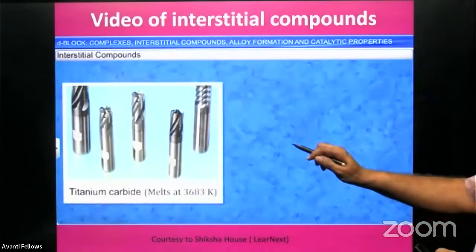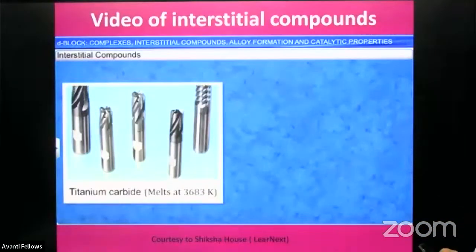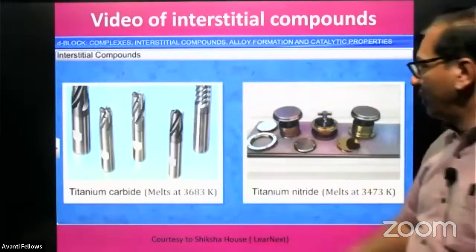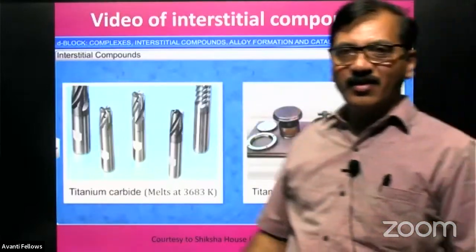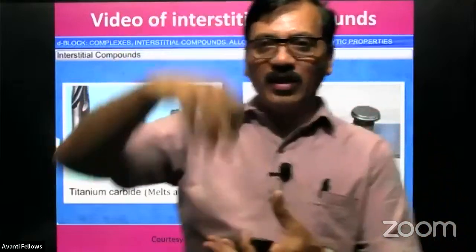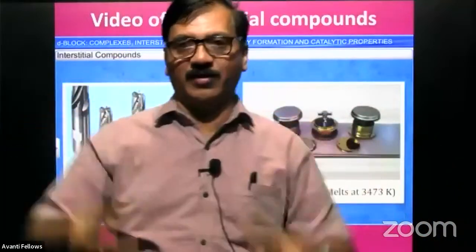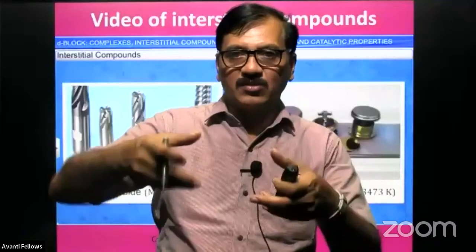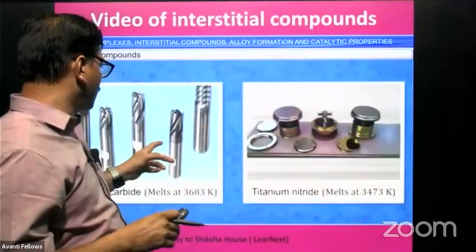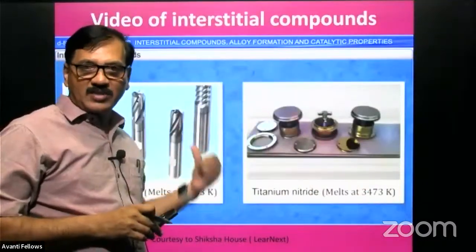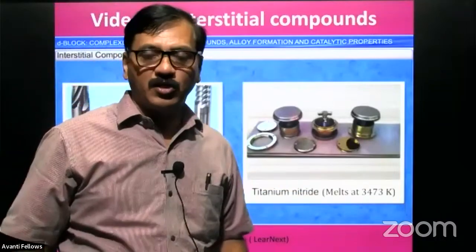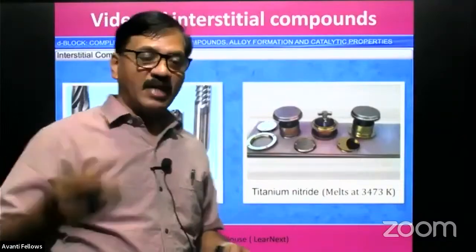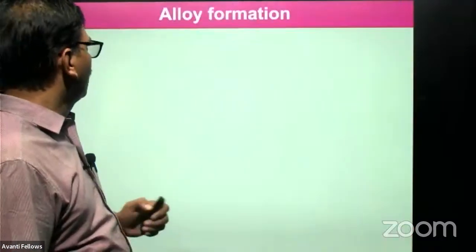Yeah, this is titanium carbide, right? It melts at 3683 Kelvin. See where it is used. It is used in the tips of the lathe machine. Lathe machine in the sense where you have to drill a hole in a metal sheet, very hard substances where the drilling is to be done. Such materials are used: titanium carbide and titanium nitride. These are all interstitial compounds and show great hardness, right?